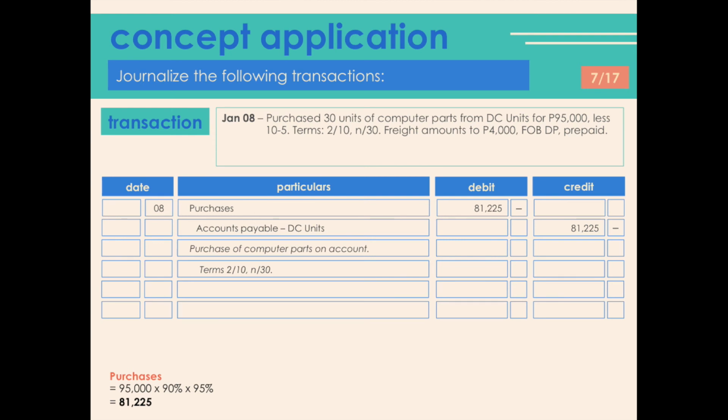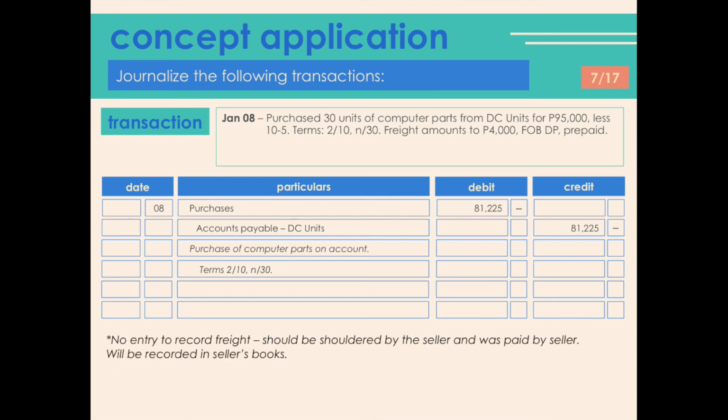January 8. Purchased 30 units of computer parts from DC Units for 95,000 pesos, less 10, less 5. Terms 2/10 and 30. Freight amounts to 4,000 pesos, FOB destination point prepaid. This is again a purchase transaction. We debit purchases and credit accounts payable. The amount of purchases should be recorded net of any trade discounts, and so we multiply 95,000 by 90% and by 95% to get the invoice price of 81,225 pesos.